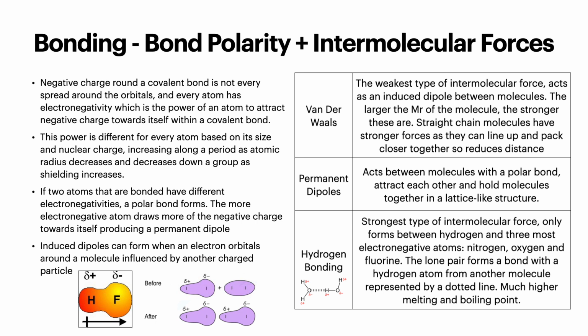Then for the intermolecular forces, there are 3 types you need to know. So van der Waals is the weakest type of intermolecular force, acting as an induced dipole between molecules. The larger the Mr of the molecule, the stronger these are. Straight chain molecules have stronger forces as they can line up and pack closer together, so this reduces distance.